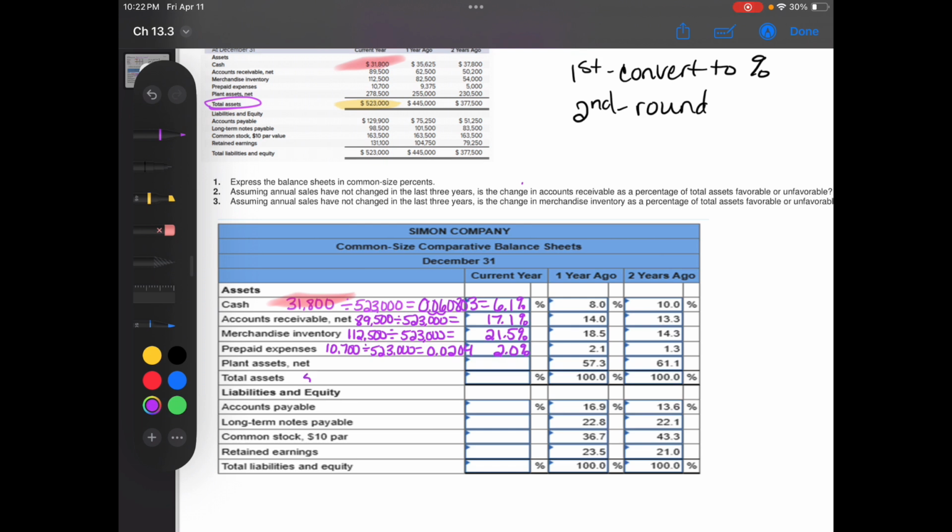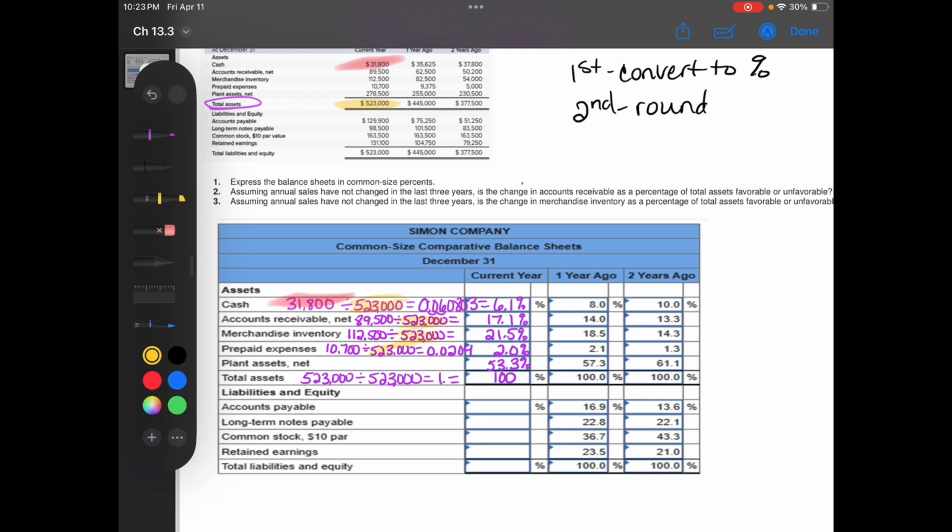Just to make sure you understand what this one will look like, though, 523,000 divided by itself will give you an answer of 1 in your calculator, which is 100%. A lot of people like to try to put that 1 in there, but don't forget, convert it to a percentage, so you got to give it those 2 zeros, right? And I know I skipped this one, but this one becomes 53.3% right there.